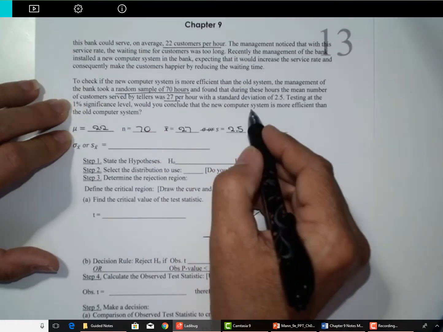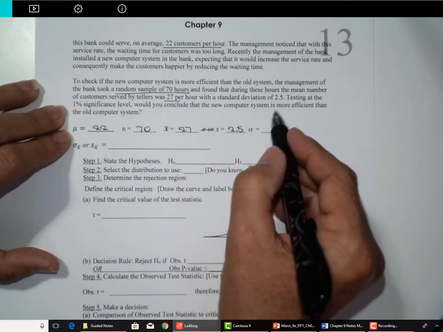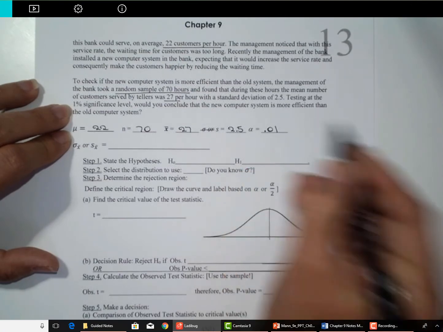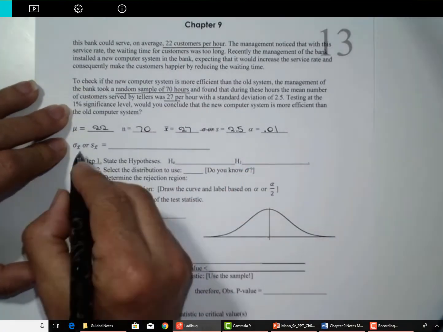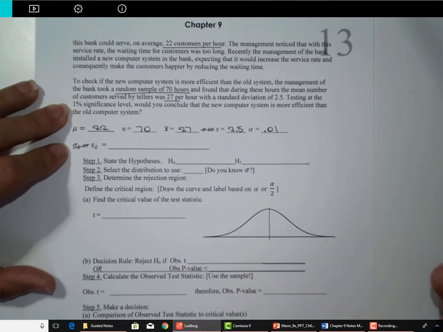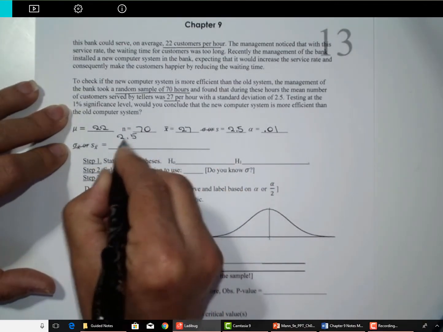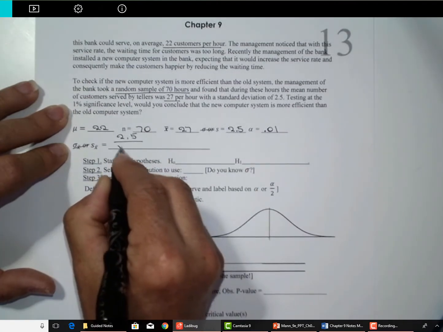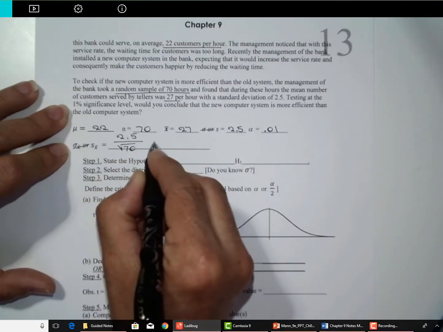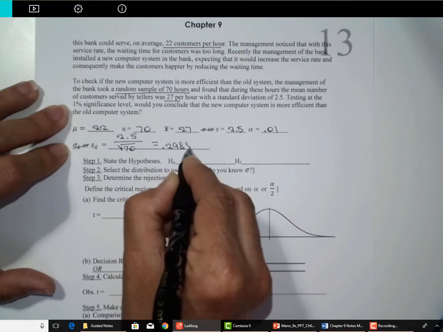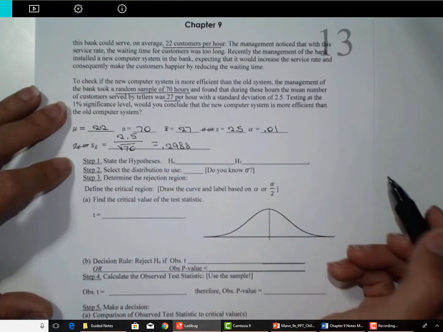They want to know if this is really more efficient. They want to use the 1% significance level. We'll say alpha is 0.01. We've got to use the standard deviation of the sample, which we can calculate pretty quickly: 2.5 divided by the square root of the sample size, and that gives us 0.2988.